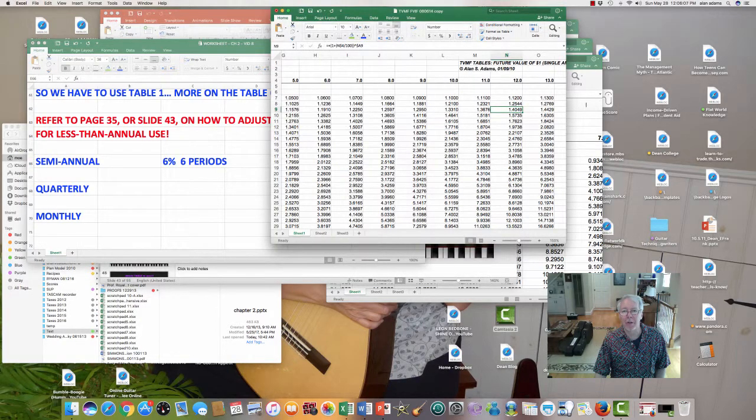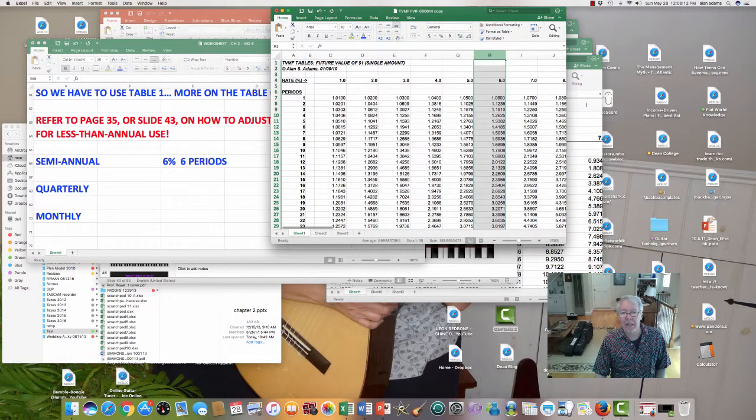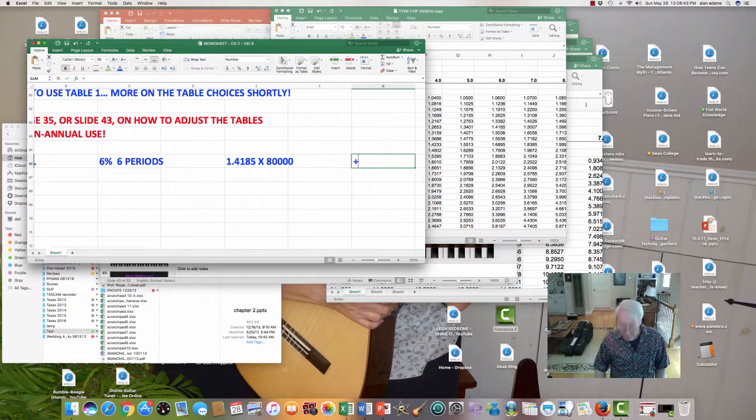I go back to table number 1. I'm not going to use 12% anymore. I'm going to come to the 6% column, and I'm going to go down to, there we are, 1.4185, 6% for 6 periods. 3 years times 2 is 6, and half of 12% is 6. The number is 1.4185, multiplied by $80,000. Let's do that here. 1.4185 times $80,000, and I get 113.